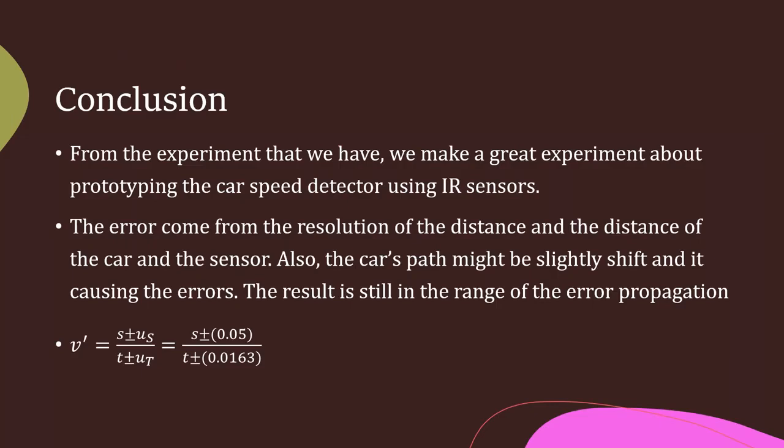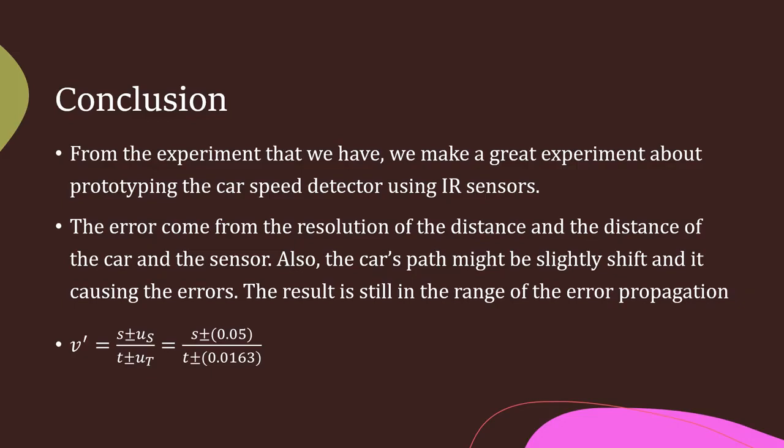And this is the last page of my slide, which is the conclusion. From the experiment that I have done, we can conclude that we made a great experiment about the prototyping car speed detector using the IR sensors. However, from the data, we still have different results, right?